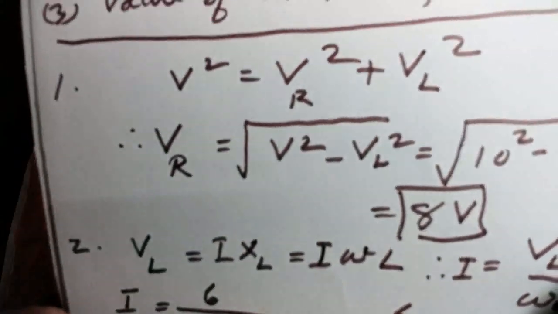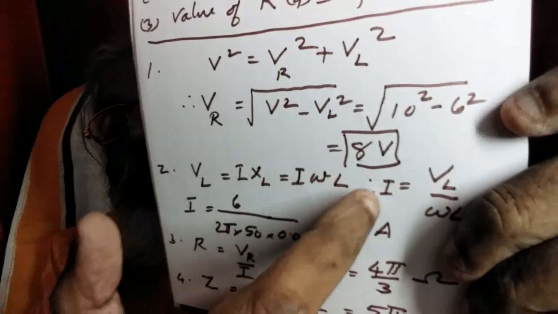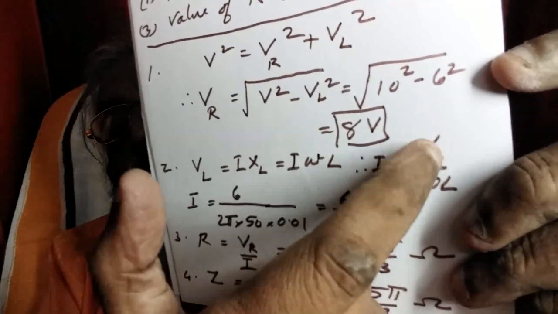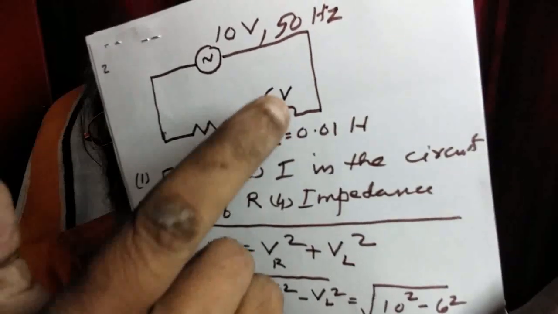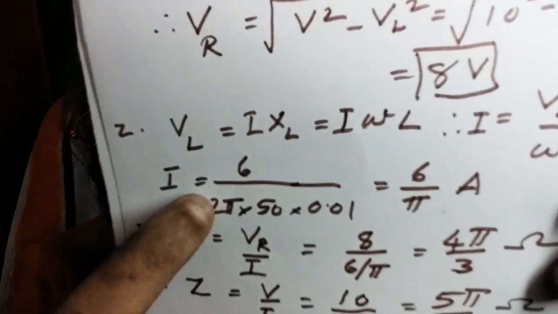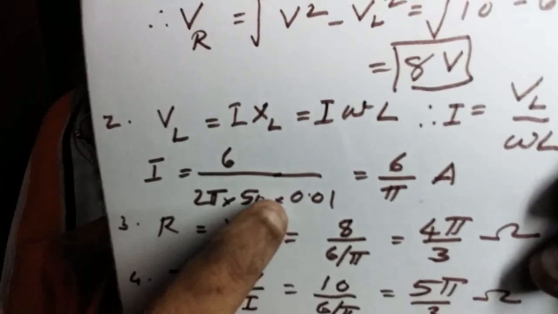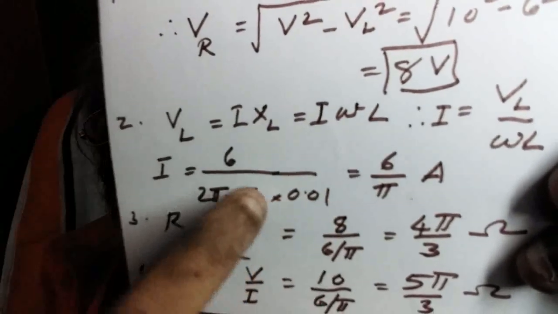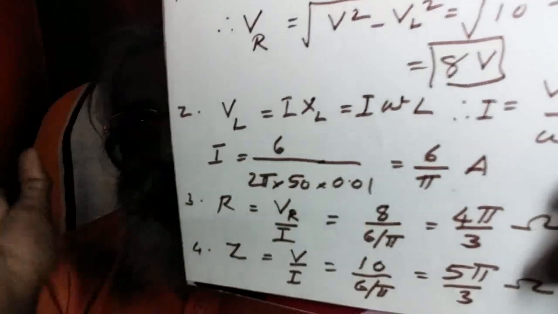Then, second question. We know that VL equals I into XL. That is I into omega L. Therefore, I equals VL by omega L. VL is voltage across the coil, that is 6 volt, given in the question. So 6 by omega, which is 2 pi F. So 2 pi into 50 into L value. Self-inductance is 0.01 Henry. The answer is 6 by pi ampere. That is the second answer.